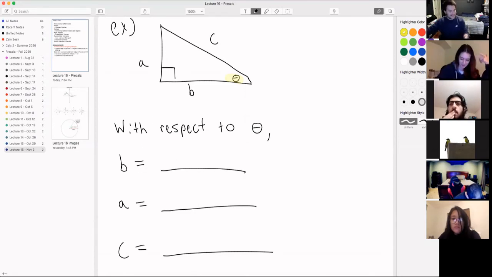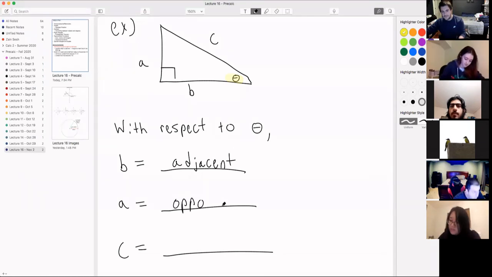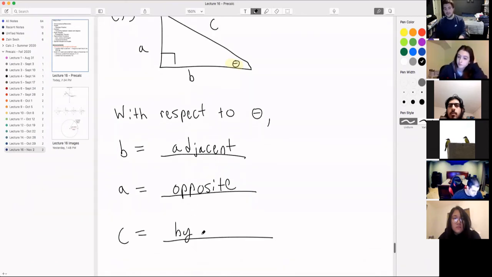B is adjacent, A is opposite, and C is hypotenuse. Yes, exactly. B is adjacent, excellent, because it's literally right next to theta. A is opposite, and C is hypotenuse. Awesome. Thank you, Jen. So B is adjacent. A will be opposite. And C, that will not change with respect to theta. The hypotenuse does not depend on theta. That will always be the hypotenuse.